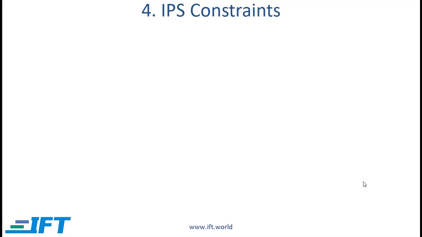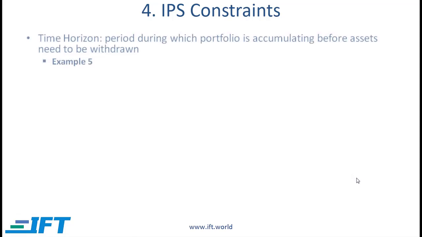We've talked about risk and return objectives. Now we come to investment constraints. There are 5 constraints and we'll go over each of them. Time horizon. This constraint deals with the period during which a portfolio is accumulating before assets need to be withdrawn.